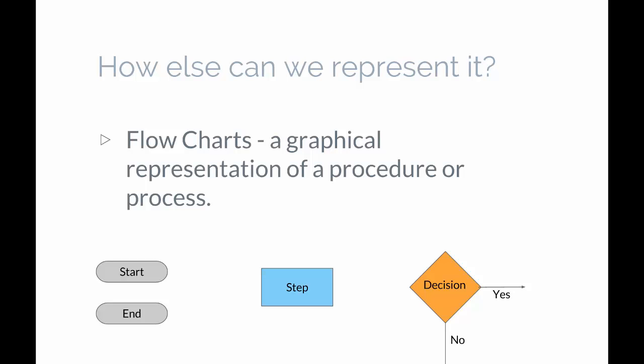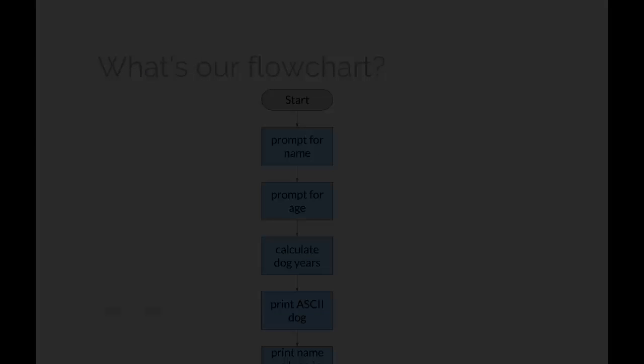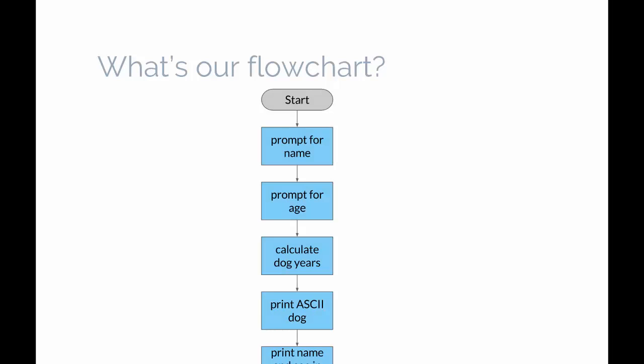Easy, right? Let's take a look at our dog ears program. We start with prompt for the name, prompt for the age, calculate the dog years, print the ASCII, print the name and age and years, and then we end. Ricky, if I gave you this, could you write this program? Maybe better.